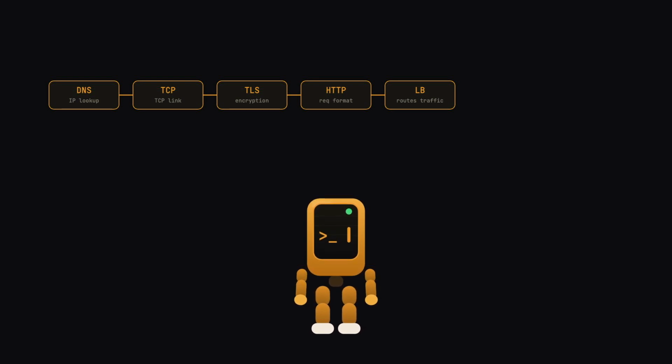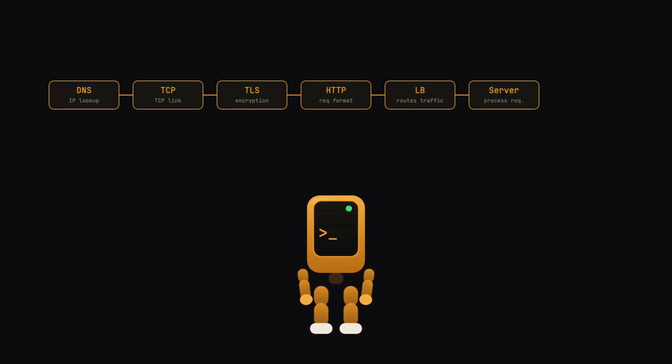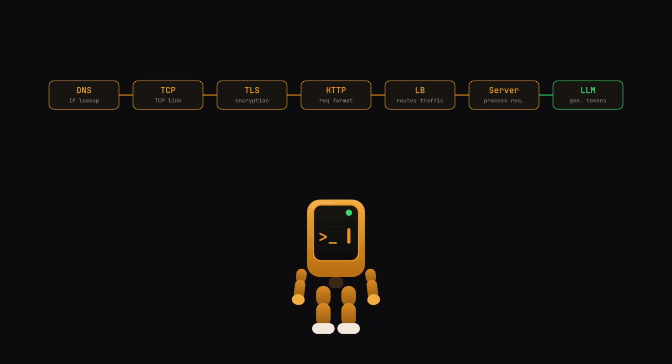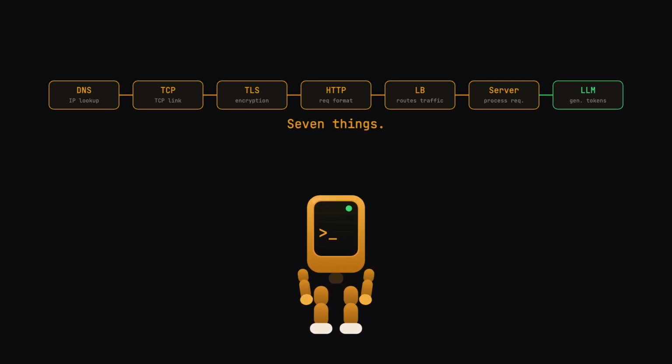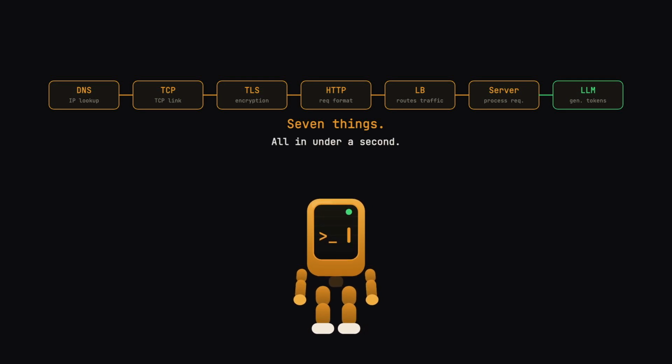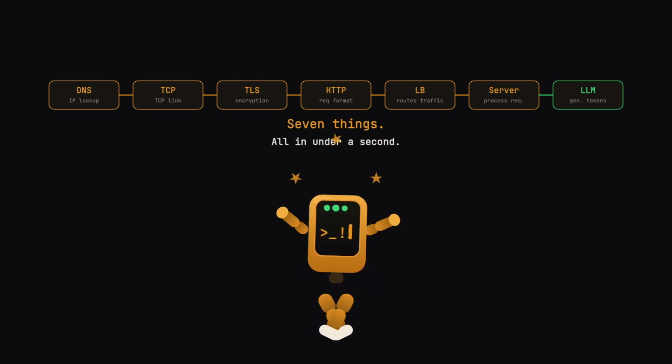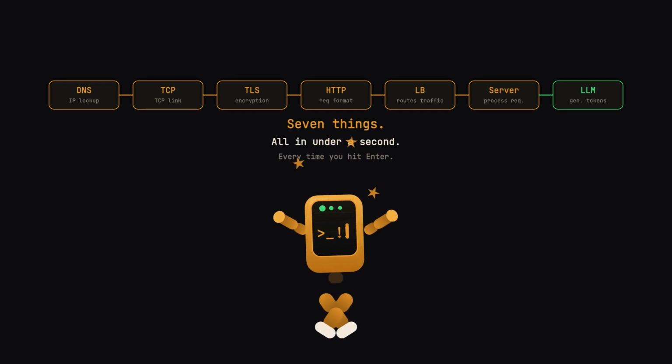The server processed your request, talked to a database, and prepared the response. And for ChatGPT specifically, a large language model generated the response token by token, streaming it back in real time. Seven things, all happening in sequence, all in under a second, every time you hit enter.